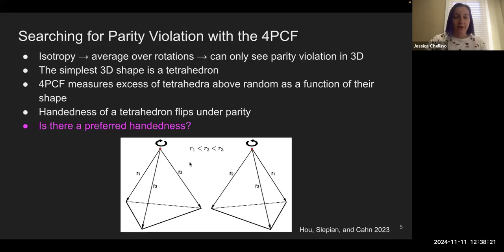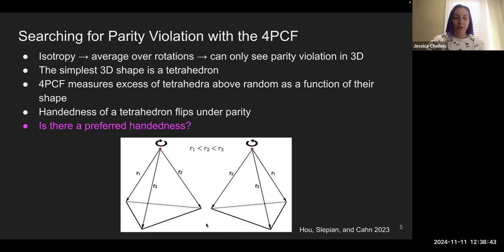If we come down to this diagram, we have a quadruplet of galaxies forming a tetrahedron. If we assume that R1 is the shortest side length and R3 is the longest, we can define the handedness of a tetrahedron by the direction you travel going from the shortest to the longest side length, so R1 to R3. This tetrahedron has a clockwise handedness.